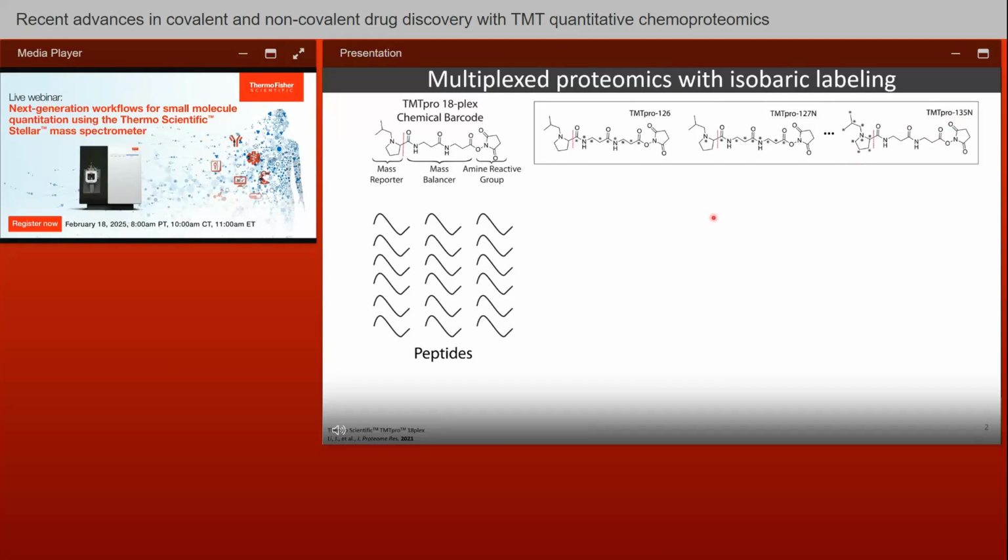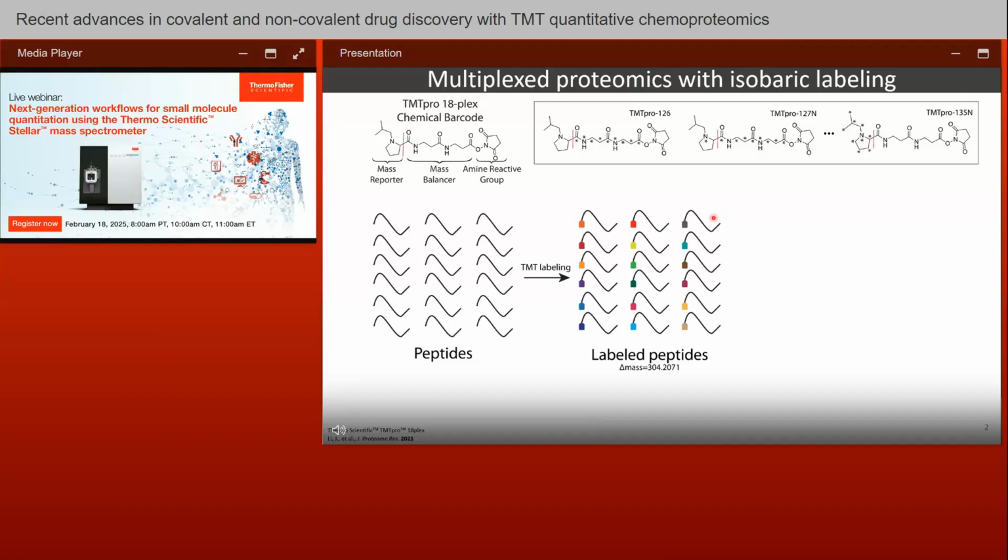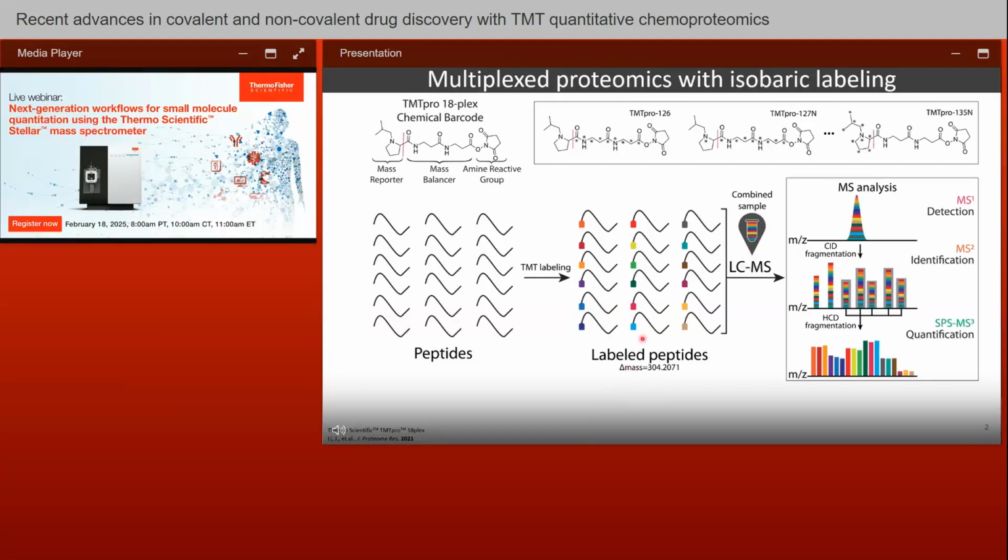And imagine these are triplet peptide digests from 18 different samples. You can label each one of them with one of these tags, and they will create an identical mass shape at 304 Dalton. And the beauty of this technique is you can then pool everything together in a single tube instead of analyzing them individually. And as all these peptides are isobaric, they will stack up as a single peak in your MS1 scan where you detect them.